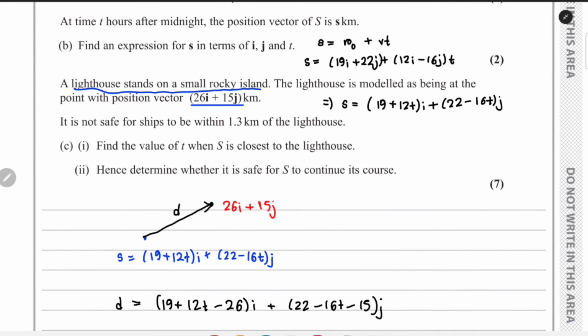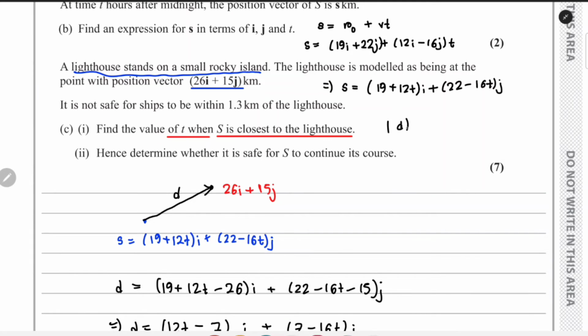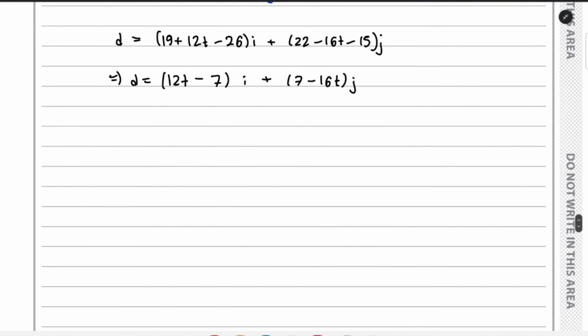Now we have to find, in part C1, the value of t when S is closest to the lighthouse. If we have any question like this in vectors where we have to find the minimum or maximum value, we'll have to complete the squares. At first, the modulus of distance is the root of, if d was ai plus bj, modulus d will be root over a square plus b square. So the distance squared will be a square plus b square. With that we can solve a quadratic. We can write this quadratic in completing square form, and then we can find at what value the minimum occurs and the value of the minimum.